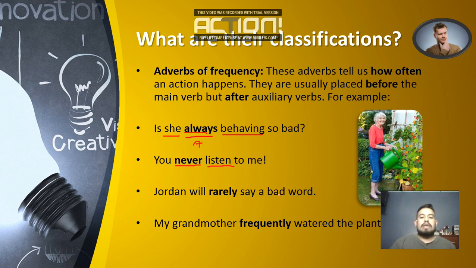Jordan will rarely say a bad word. Here is another frequency adverb. Here we have our auxiliary verb, and here we have our main verb, say. My grandmother frequently watered the plants. This is the adverb, the frequency adverb. In this case, again, we don't have any visible auxiliary verb, but here we have our main verb.